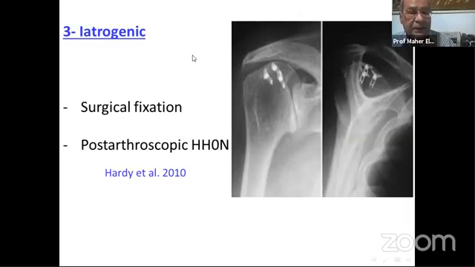I added this third factor to the classification: surgical fixation, as I have mentioned before, and it could be after arthroscopic humeral head osteonecrosis. It was reported by Hardy in 2010, the first reported case 8 months after arthroscopic cuff repair, due to the use of multiple metallic anchors, which may have interrupted blood supply of the anteroinferior part of the head.